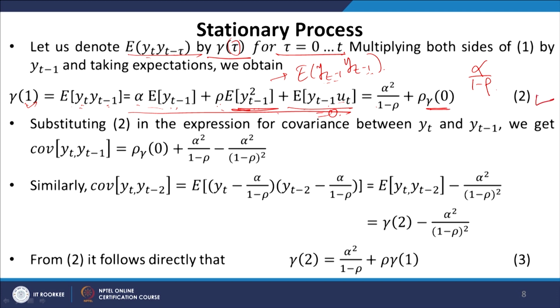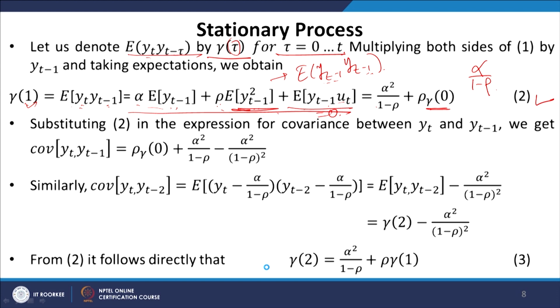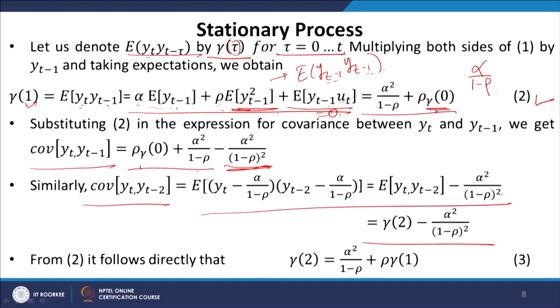So, substituting this expression in the expression for covariance between yt and yt minus 1. So, this was my expression for covariance. So, first of all, I have expected value of yt minus 1 minus sigma square 1 minus rho square. So, covariance between yt and yt minus 1 has the last component, and expected value of yt minus 1 is actually replaced with alpha square into 1 minus rho and rho gamma naught, right. Now, similarly, we can find out that covariance between yt and yt minus 2 will be gamma 2 minus alpha square 1 minus rho whole square. The calculations are mentioned here.